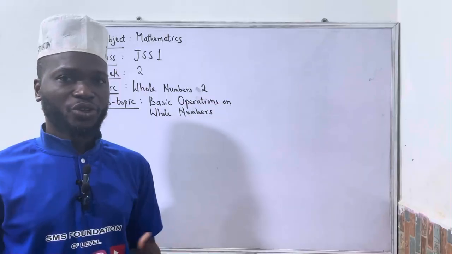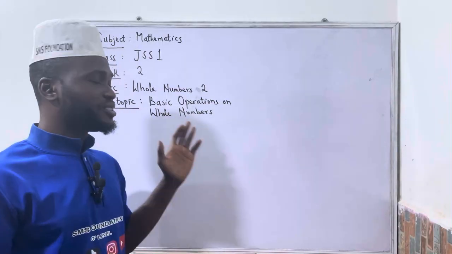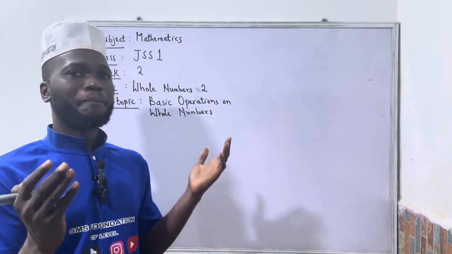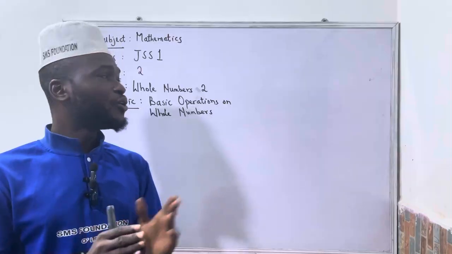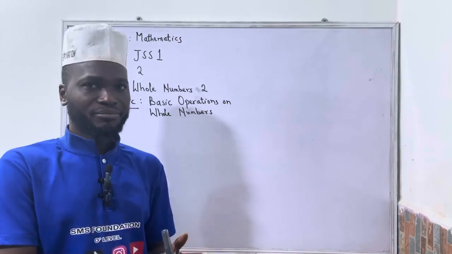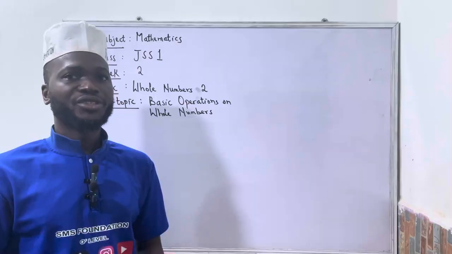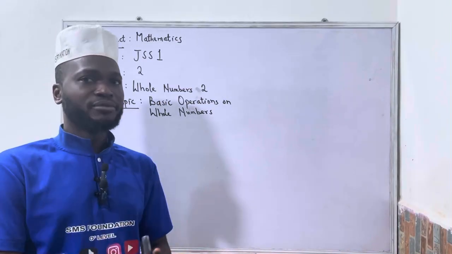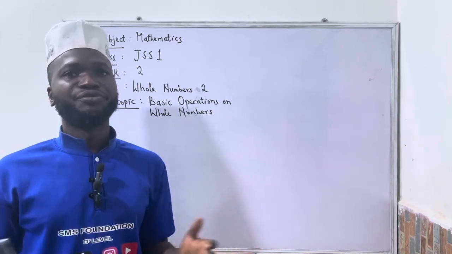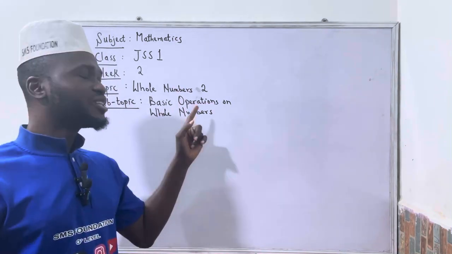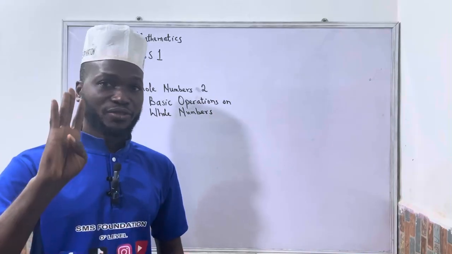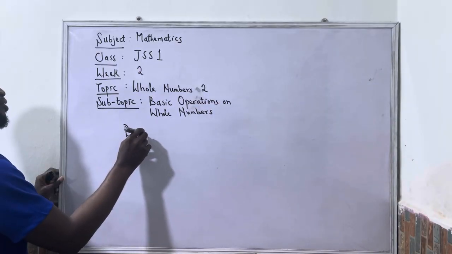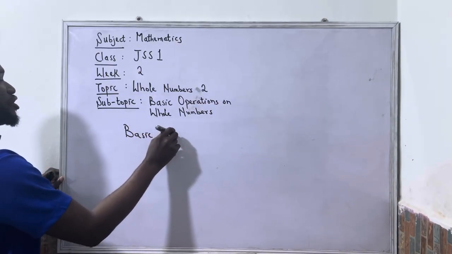First of all, what do we call operations? These are the symbols that we use to combine two or more whole numbers together. We have many of them, but the basic ones among them are just 4 in number. So let's consider the basic operations.